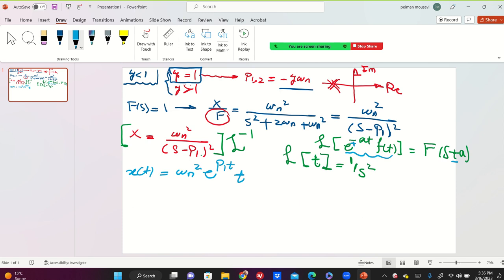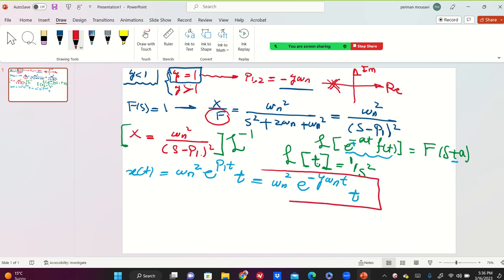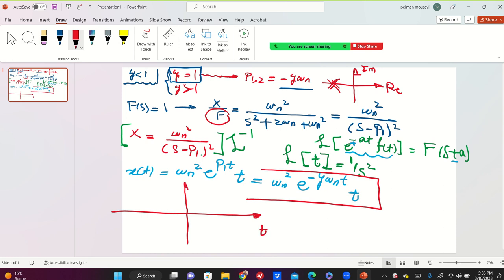See what I'm saying, guys? So this equals omega n squared e to the minus zeta omega n t times t. For the critically damped system, if you apply the impulse, this is the final answer. Being said, if I want to plot it, this is time, this is x, and this is the response of the critically damped system to the impulse input.